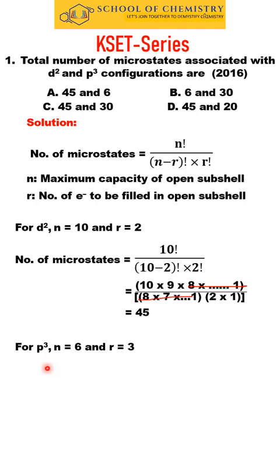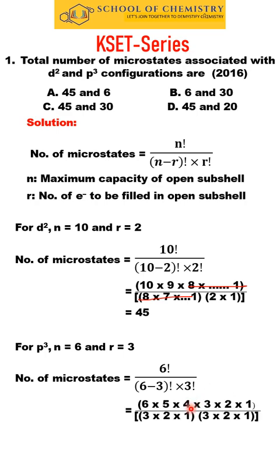For p3, the n value will be 6, because the maximum capacity of the p subshell is 6 electrons, and 3 electrons are to be filled here, so the r value will be equal to 3. Now again the same thing, we can substitute the values into the same formula, n factorial divided by (n minus r) factorial into r factorial. So n value is 6, so 6 factorial, n minus r which is 6 minus 3, into 3 factorial. On expansion, 6 factorial is expanded, and 6 minus 3 factorial is 3 factorial, that is 3 into 2 into 1, and again 3 factorial, 3 into 2 into 1.